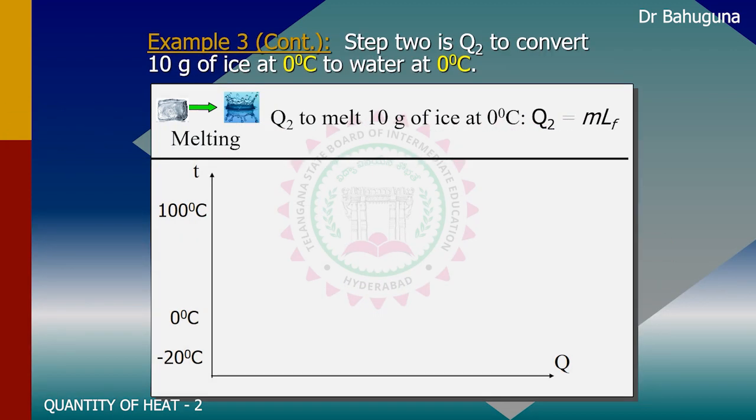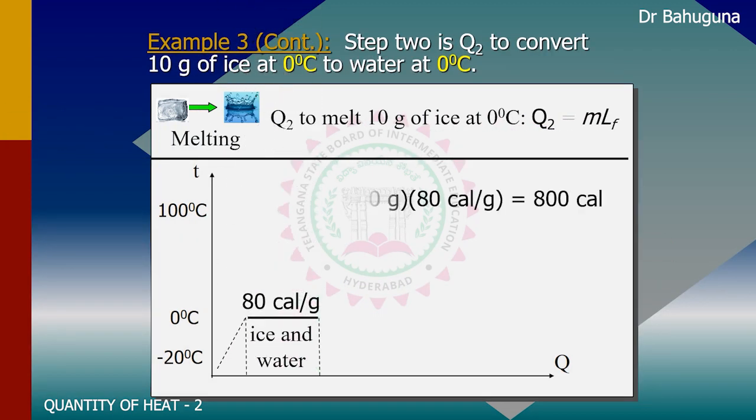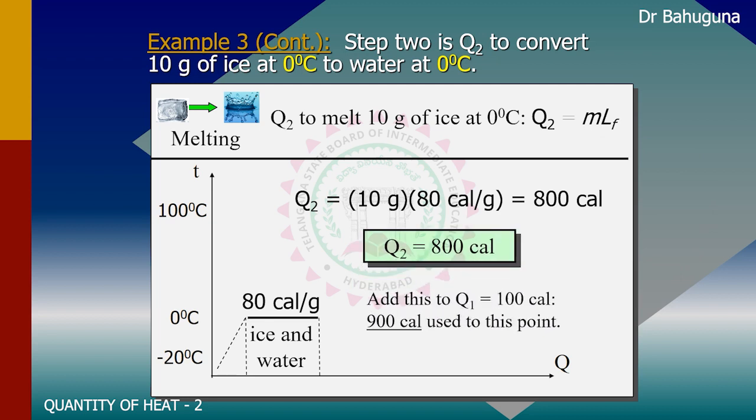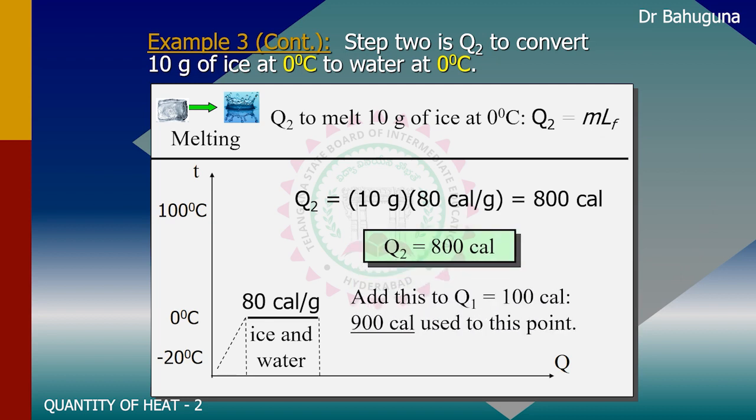Now, if you are further heating, what is going to happen? The ice is melting, and here the latent heat of fusion of ice is how much? 80 calorie per gram. Ice at 0 is melting and giving water at 0 degree centigrade.